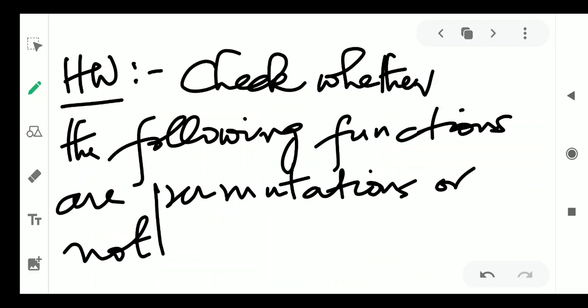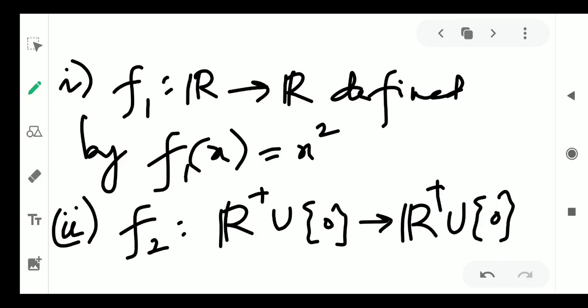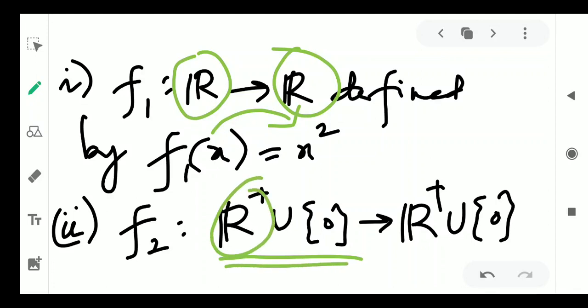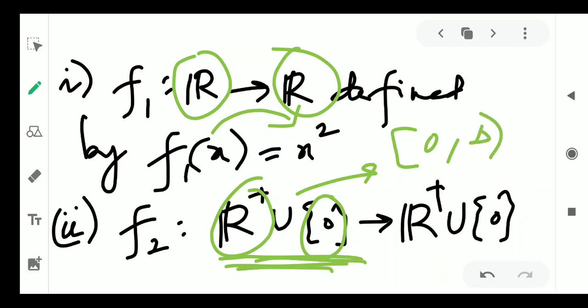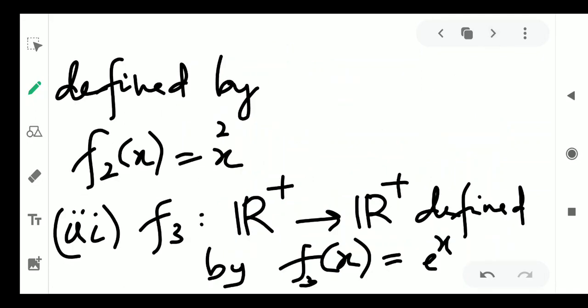Homework, more homework. Check whether the following functions are permutations or not. First one, f1 from R to R defined by f1 of x is equal to x squared. If x is mapped onto its square, what will happen to that function from the set of real numbers to real numbers? Is it a permutation on R? That's a question. Second one, I change the domain of f2 to the non-negative real numbers, which can be written as the interval 0 to infinity. So the set of all non-negative real numbers to itself, defined by f2 of x is equal to x squared.